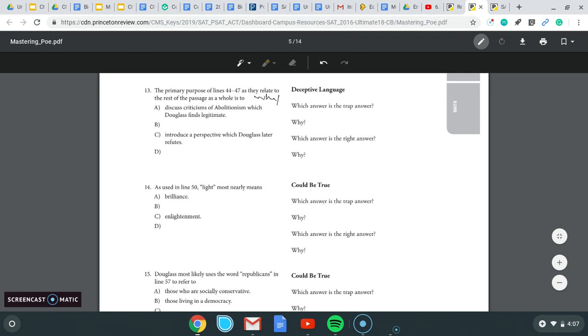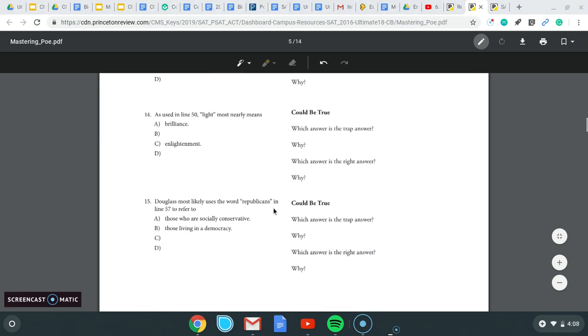So here, he is not discussing criticism of abolitionists. Now, this is deceptive language because he does mention abolitionists in some earlier lines. You may have actually underlined that line yourself. It's around line 43. But he does not find them legitimate because he says, in fact, there is nothing to be argued. I don't think there's anything to argue. So he is introducing this perspective, which he later refutes. And that is our correct answer. So watch out for that deceptive language.